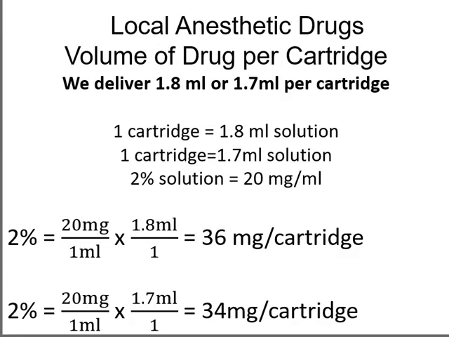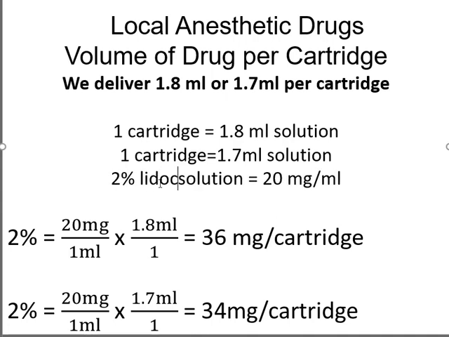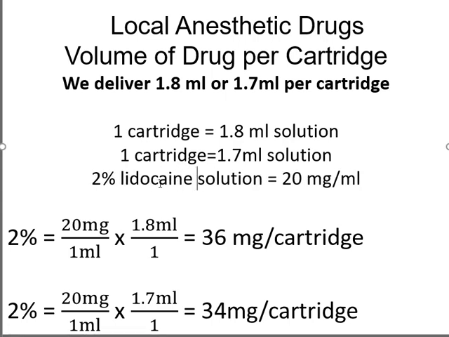So the next step, what we want to do next, dental cartridges are either 1.8 milliliters or 1.7 milliliters. You will be given the amount that is in the cartridge in whatever equations I give you. All right, so one cartridge equals 1.8 milliliters. Sometimes the cartridge will be 1.7 milliliters. So we saw on the previous slide that the 2% lidocaine solution equals 20 milligrams per 1 milliliter.